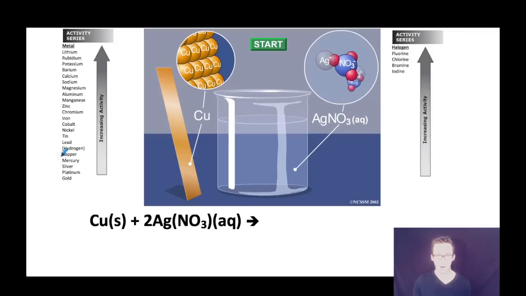we've got copper and silver. Copper is higher in that list than silver is, which means that it is the more active element, and it will in fact be able to kick silver out of this compound, and this reaction will occur.